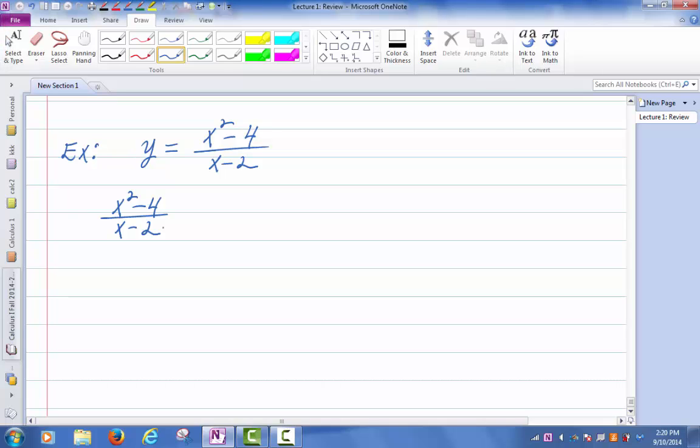Because when you replace x by 2 you get 0 over 0, it means that 2 is a root of the polynomial in the numerator and a root of the polynomial in the denominator. Which means x minus 2 is a common factor of the numerator and the denominator, so you should be able to cancel it out. You can factor this as x minus 2 times x plus 2 divided by x minus 2, and then cancel out the x minus 2s and you get x plus 2. However, this equation holds as long as what?